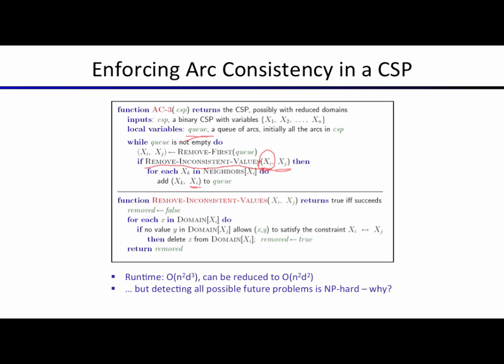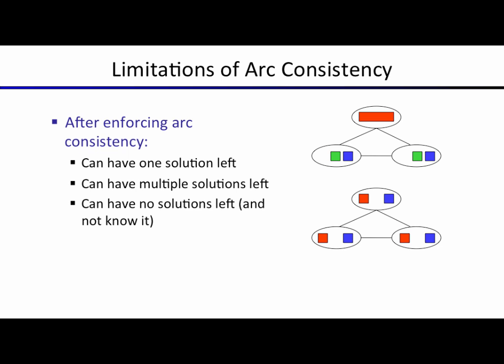Okay, note one thing, which goes back to your question over there, which is that this runtime is very much polynomial, and yet detecting all possible future problems is NP hard. Solving a CSP is NP hard. And so why? Because we actually might need to backtrack. This is not going to give us a solution. In fact, after enforcing our consistency, we might find ourselves in one of three cases. We might find ourselves having only one solution left, multiple solutions, or no solutions left without knowing it.